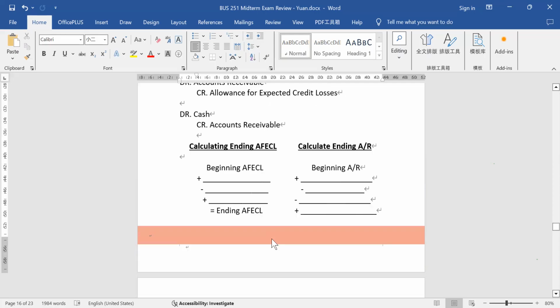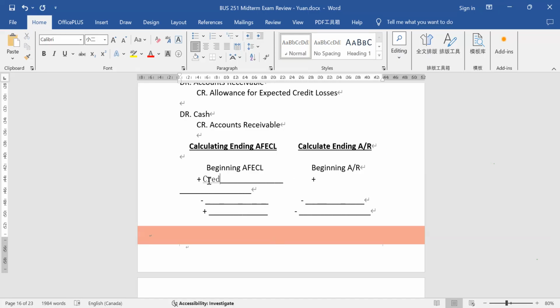So let's move to the next part. When we are calculating, there are two ways that we try to estimate the uncollectible amount. One way is to use the credit sale method, which is you start with the beginning balance of AFDA, and then you add credit losses for the year.